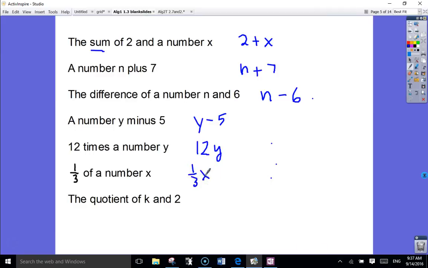And then the quotient of k and 2. Well, honestly, it could be either one. It could be k divided by 2, or it could be k over 2. K divided by 2 means k divided by 2. But usually in algebra, we're probably setting it up as k over 2. And it matters that it's k over 2 and not 2 over k. That would be different.